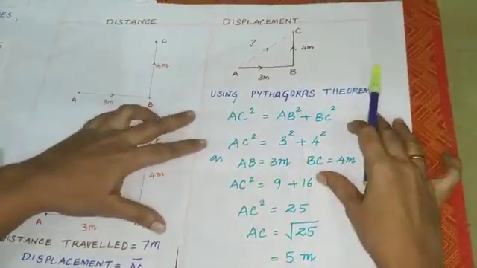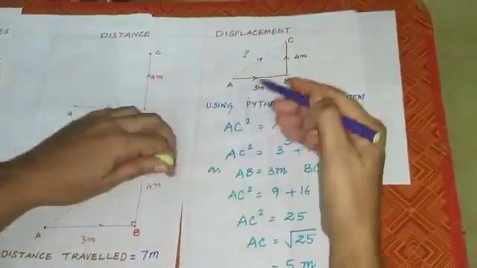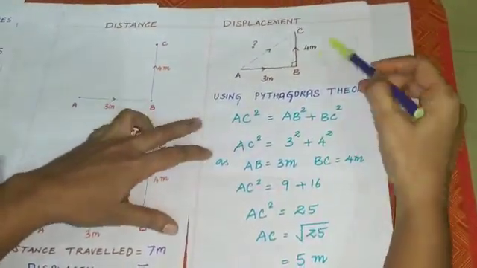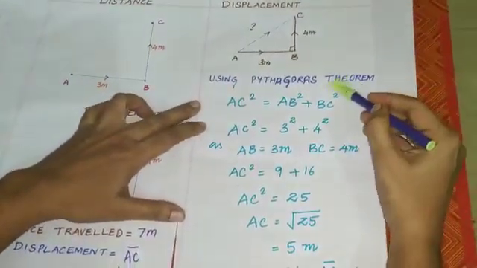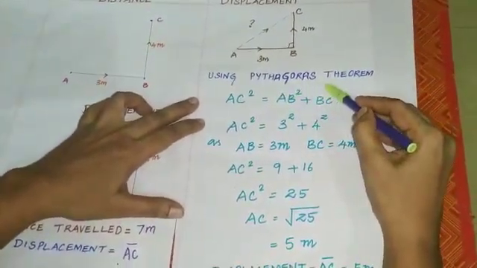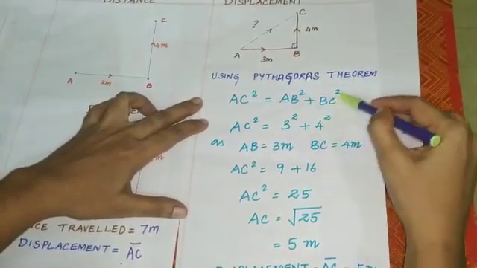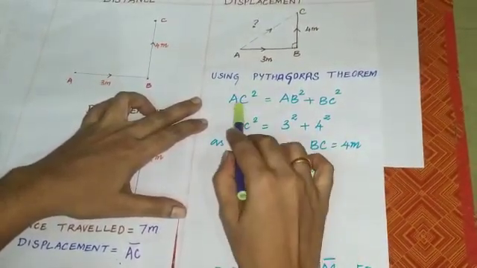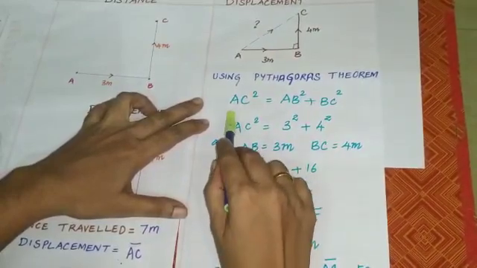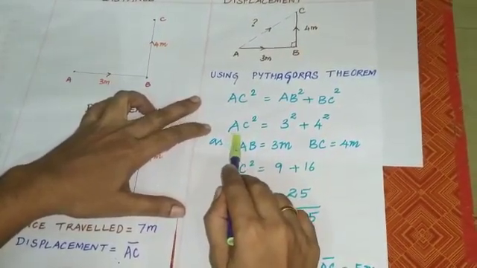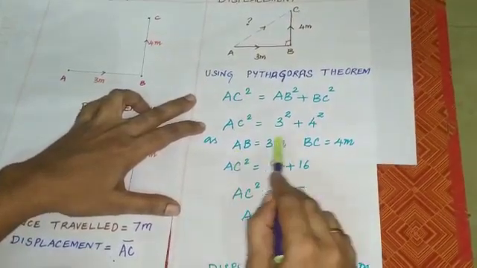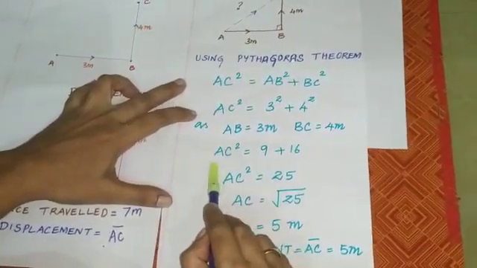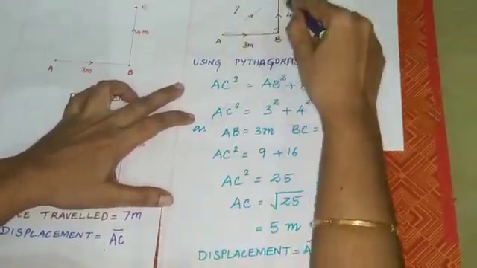Can you see the right angle triangle here where the angle of B is 90 degree? Can you see a 90 degree at B? So, using the Pythagoras theorem, AB is one side with 3 meter and BC is one side with 4 meter. So, we are going to calculate AC, which refers to the displacement here, right?